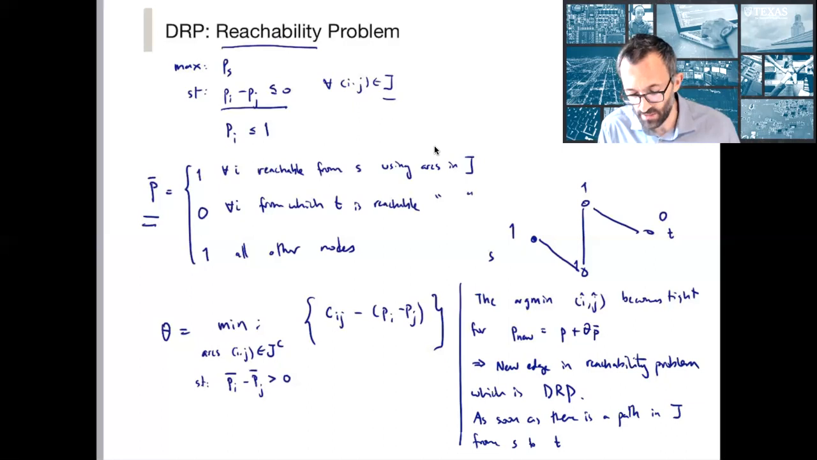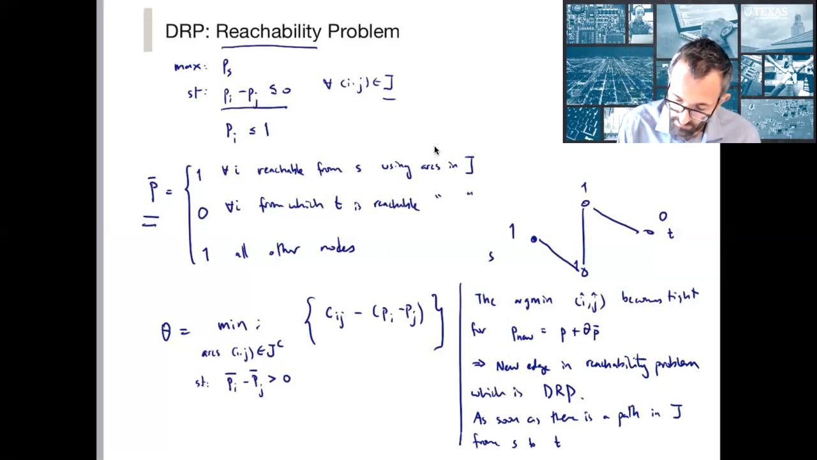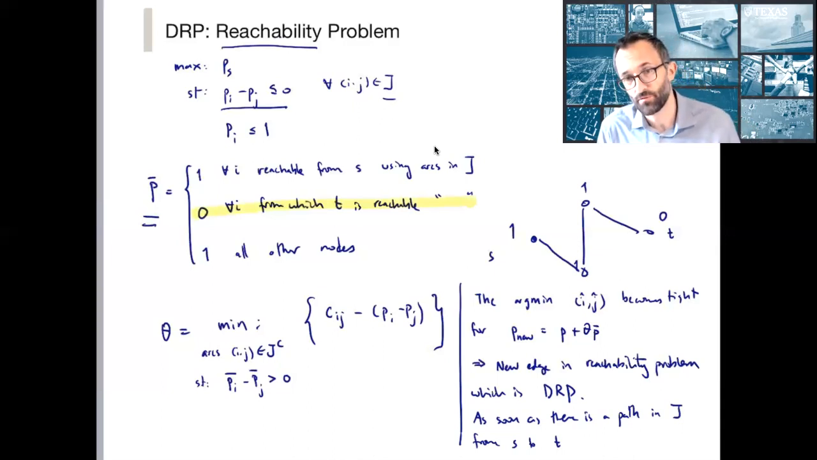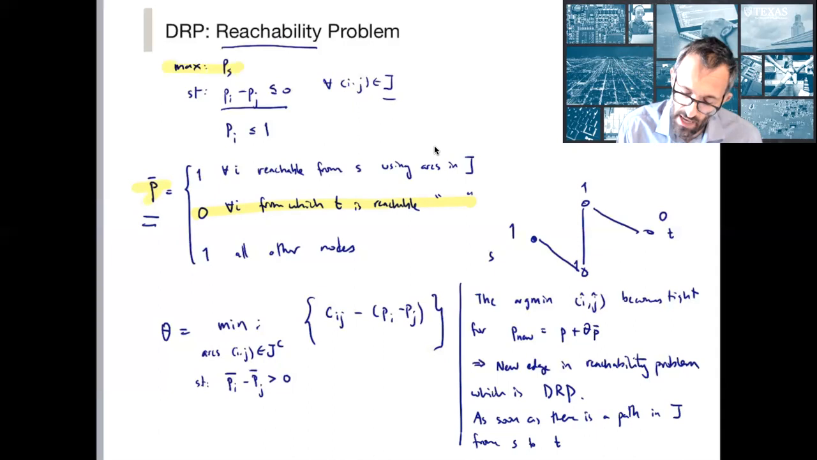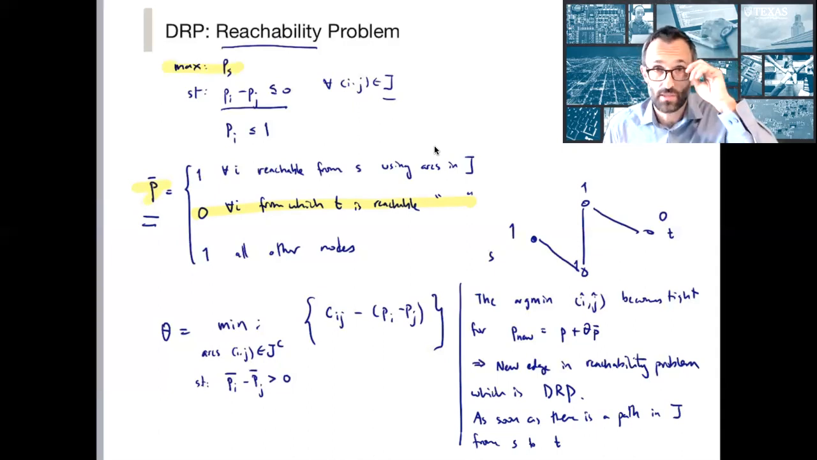As soon as that happens, note that S becomes reachable from T. But if T is reachable from S, S is a node from which T is reachable using arcs in J. If that happens, the solution here for P bar has to set PS equal to 0. If PS is equal to 0, the solution to the DRP is equal to 0. By strong duality, that means that the solution to the restricted primal is equal to 0.